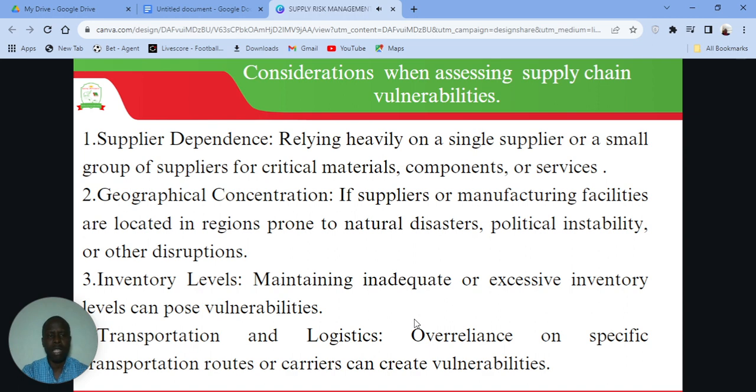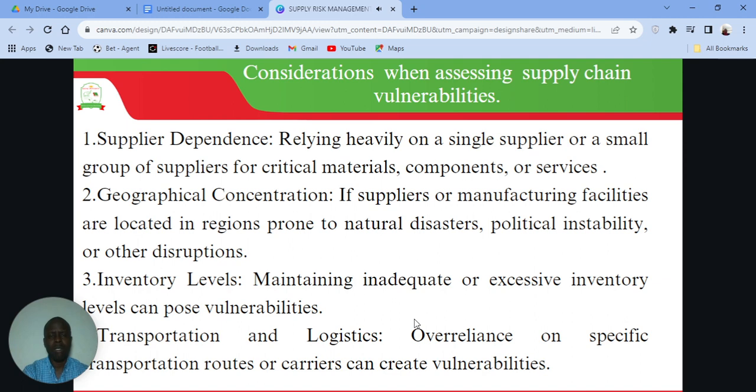The other consideration as we look at the vulnerabilities is the geographical concentration. And this is when we focus or when we rely on a supplier that is located in a certain specific region. Regions that have natural disasters. You have had very recently the earthquake that happened in Turkey, a very, very dangerous earthquake in which very many people lost their lives. You could also be relying on suppliers that are in regions that have political instability, regions that are experiencing war and other forms of disruptions.